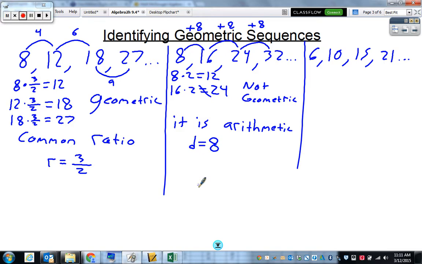Let's try the next one. We'll do arithmetic first. From 6 to 10 is 4, 10 to 15 is 5, 15 to 21 is 6. So, not arithmetic.